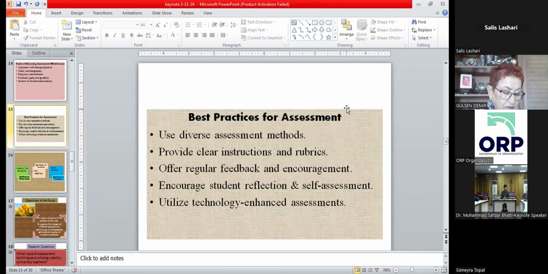These are some best practices for assessment. One is to use diverse assessment methods, provide clear instructions and rubrics, offer regular feedback and encouragement, encourage student reflection and self-assessment, and utilize technology-enhanced assessments.